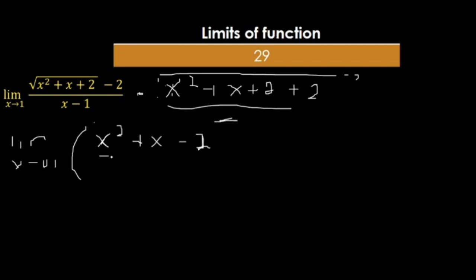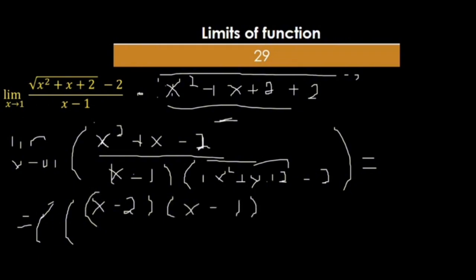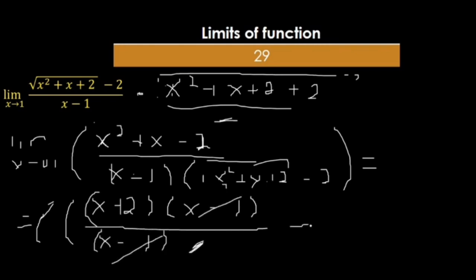Okay, all over x minus 1 times the square root of x squared plus x plus 2 minus 2, that is the square root of this. When you simplify this one, that will be equal to the limit of x minus 1 and x plus 2 all over x minus 1 times this. We just recopy it here. This and this will cancel.